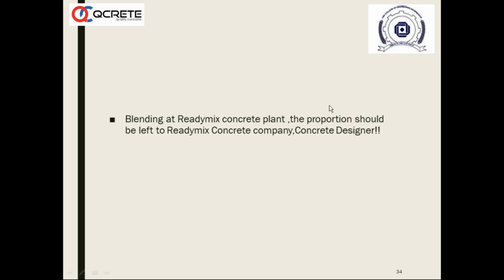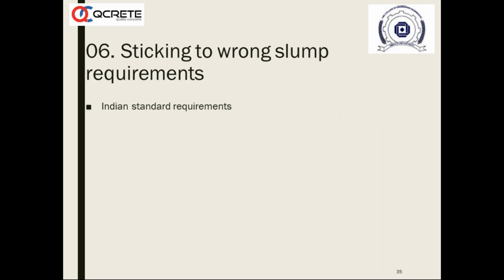Blending at the Readymix concrete plant, the proportion should be left to the Readymix concrete company, the concrete designer. Don't try to specify the percentage of fly ash or GGBS. It should be left to the concrete company or concrete designer. They have data, they have done a lot of trials, and they have both long-term strengths and durability studies. All these things have been made, and hence you have a very good concrete that can be designed and produced.